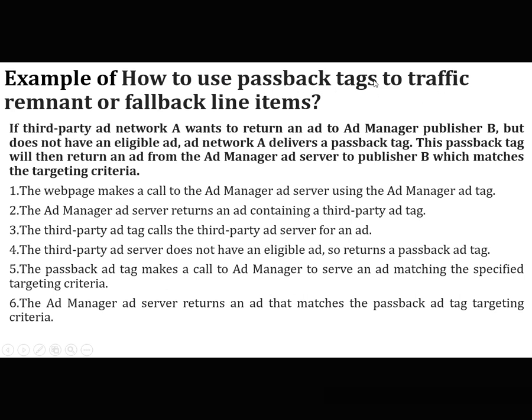Examples of how to use passback tags to traffic remnant or fallback line items. If third-party ad network A wants to return an ad to Ad Manager publisher B but does not have an eligible ad, network A delivers a passback tag. This passback tag will then return an ad from the Ad Manager ad server to publisher B, which matches the targeting criteria. The web page makes a call to the Ad Manager ad server.